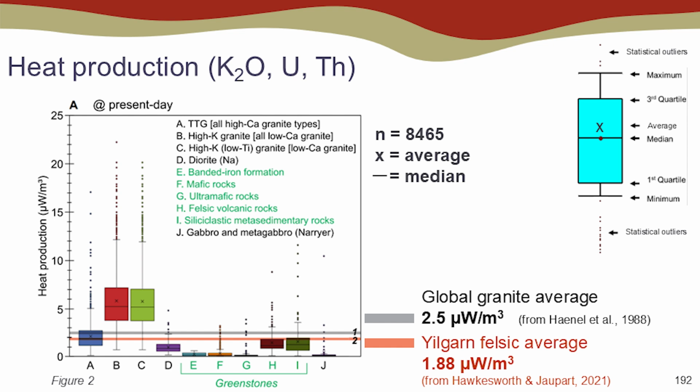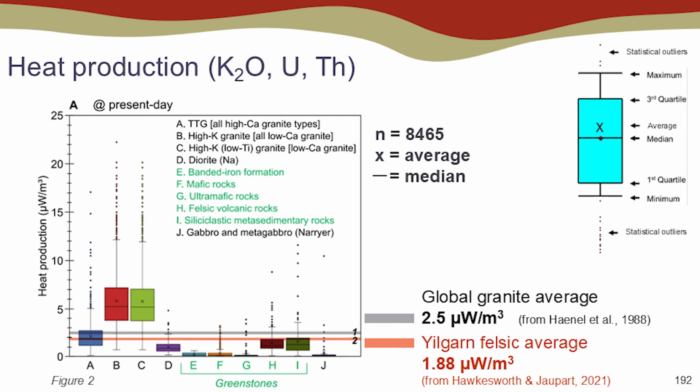And what we can see is that the lithologies in A, those are all the high calcium granite types, have radiogenic or heat production values that are about average. But what we can also see is that the B and C rock types, which are the different types of low calcium granites, are quite radiogenic. So these are elevated values. And then the other rock types, which are mainly mafic lithologies and different components of the greenstone belts, are pretty unradiogenic, which is what we would expect.